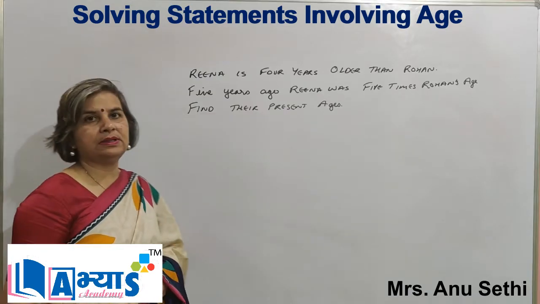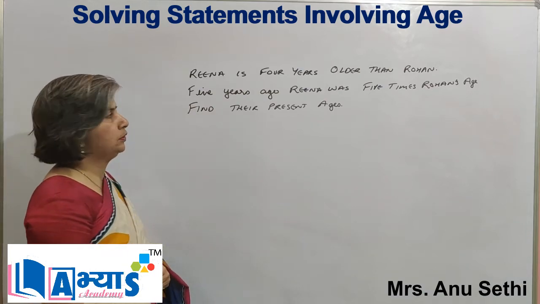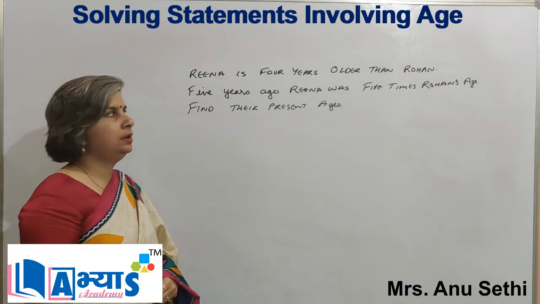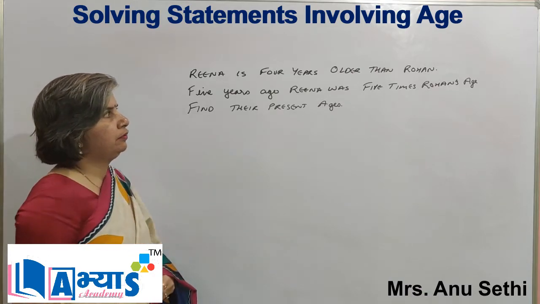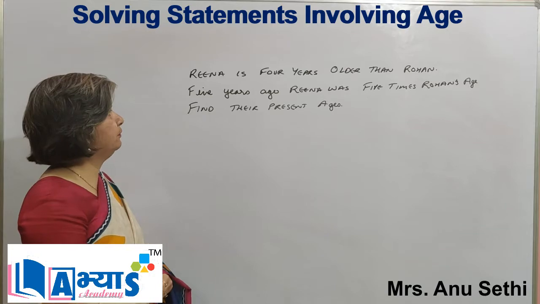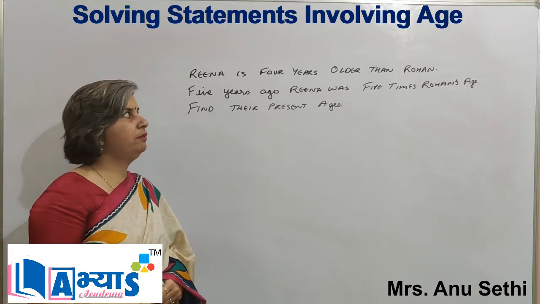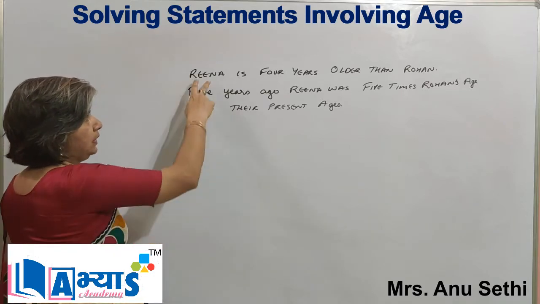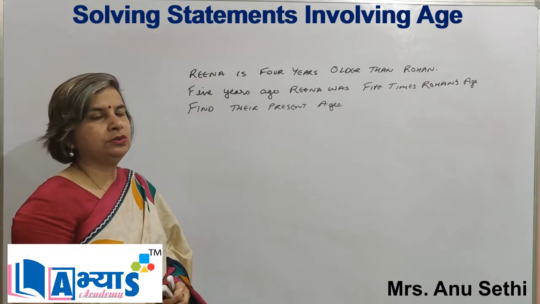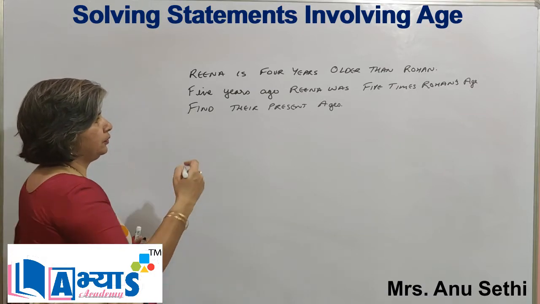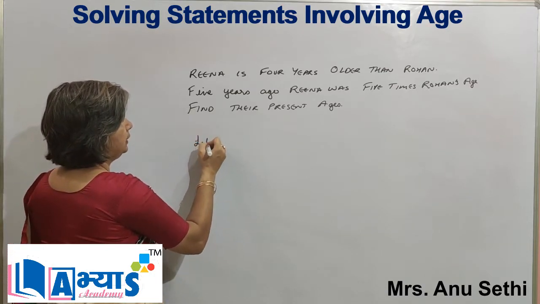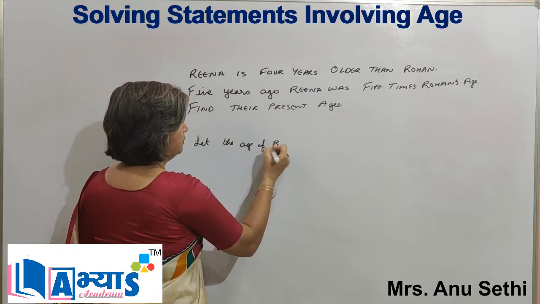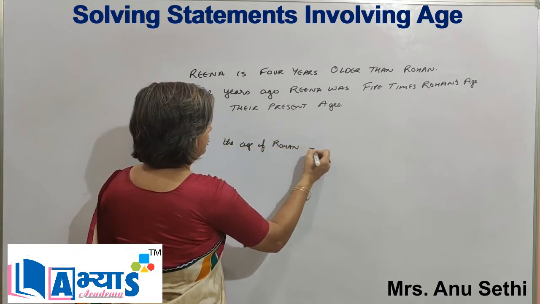Now let us discuss an example. Suppose we are given a question in which Reena is 4 years older than Rohan. 5 years ago Reena was 5 times Rohan's age. Find their present ages. That means we want to find the age of Reena and Rohan. As we are given that Reena is 4 years older than Rohan, so we can assume the value of age of Rohan. Let us suppose let the age of Rohan equal to x years.